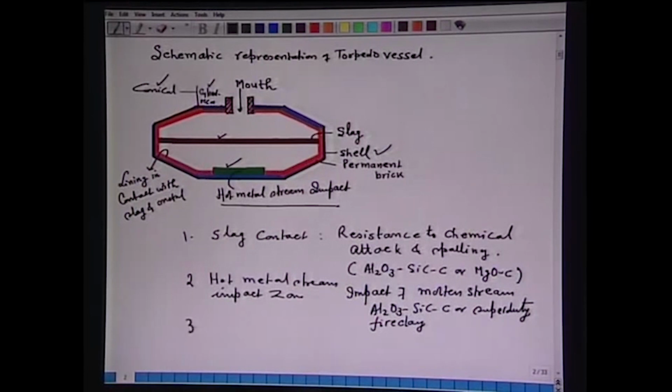Third important is the mouth, that is, from here the molten stream enters. Now, this mouth is made of castables rated around 1600 degrees Celsius, or it may consist of high alumina brick. So, this is the concept of zone lining.